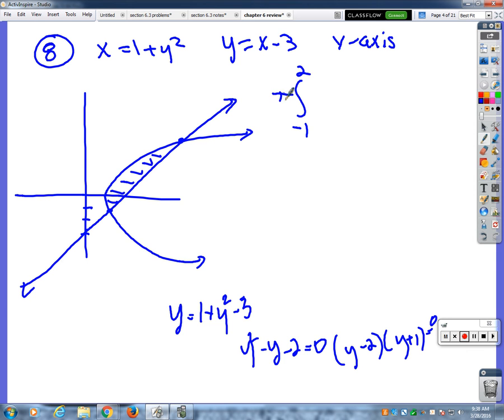Then I need a pi. And then I need the farthest away from the axis of rotation, and that's going to be that radius squared, minus the inside one, which is, oops, that's not x minus 3, sorry. Should be y plus 3, squared, minus 1 plus y squared, squared, dy.